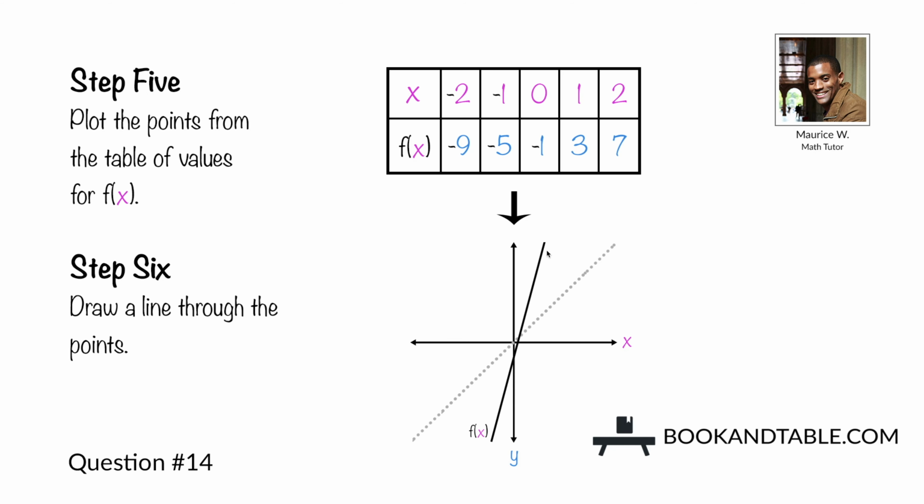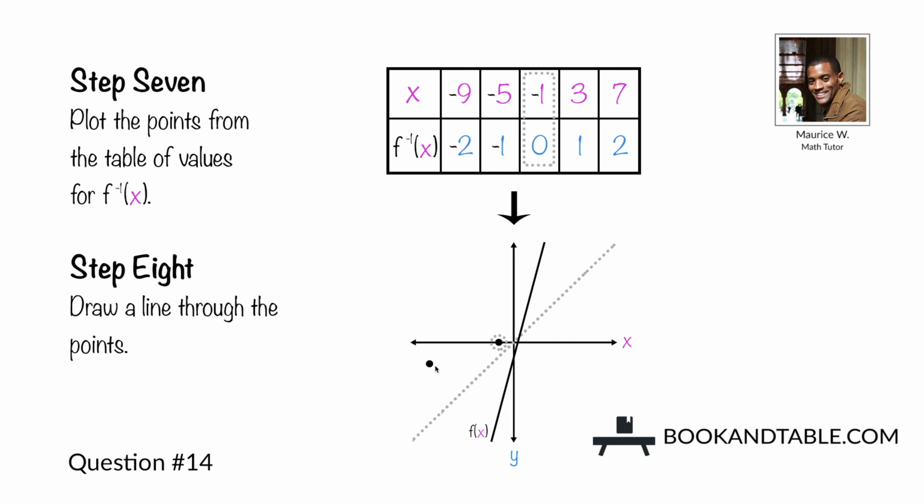And now we take the table for the inverse function and plot those points. Again, we won't always need all of the points from our table based on the scale we're using for our coordinate plane. This x value of negative 9 does not fit on this coordinate plane, so we'll begin with negative 5, negative 1.